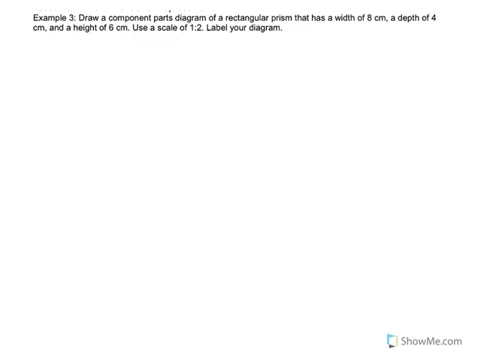Alright, next question. Draw a component parts diagram of a rectangular prism that has a width of 8 centimeters, a depth of 4 centimeters, and a height of 6 centimeters. We're going to use a scale of 1 to 2. So we're going to go 1 over 2. This is the actual size, so we're going to put it on the bottom, x goes on the top. So I want you to pause the video and find all of the dimensions.